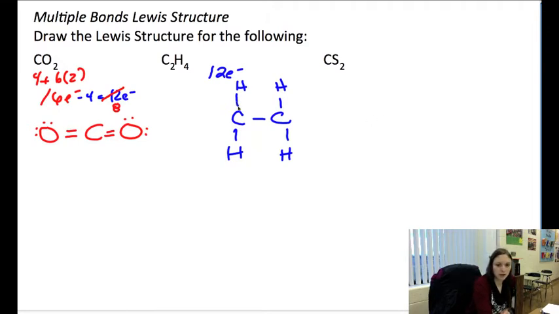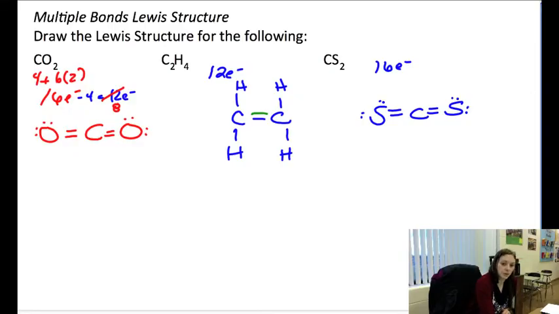Look at how many I've got here. 2, 4, 6, 8, 10. I only have 2 more electrons to go, but both of these guys here need 8. So what do we do? Add a double bond in the middle. Go ahead and try the last one. Notice how oxygen and sulfur are in the same group. Very similar structures as CO2 and CS2.